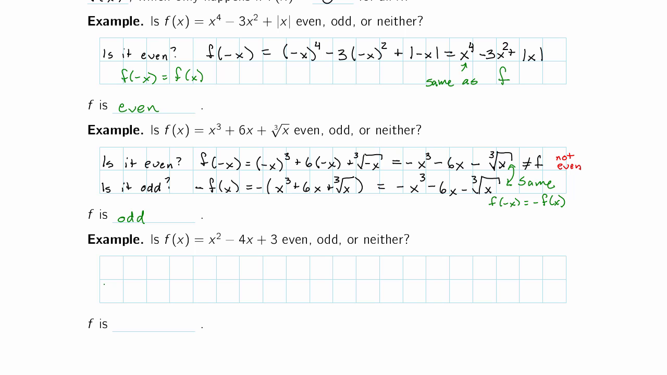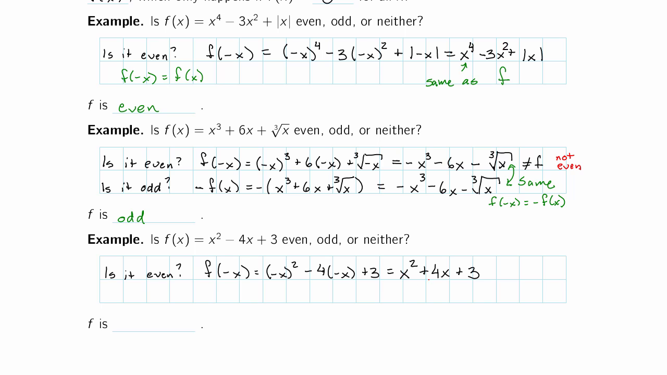Okay, and then in this last example, we try, is it even? We take f of negative x, which is negative x squared minus 4 times negative x plus 3. Well, negative x squared is the same as positive x squared. So we have a positive x squared. Negative 4 times negative x, that's positive 4x. And then 3 is 3.